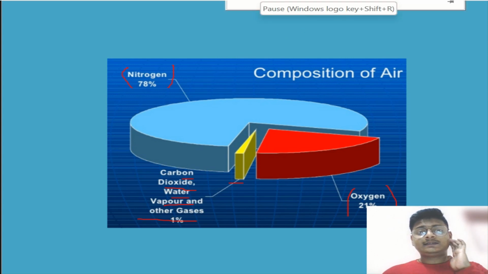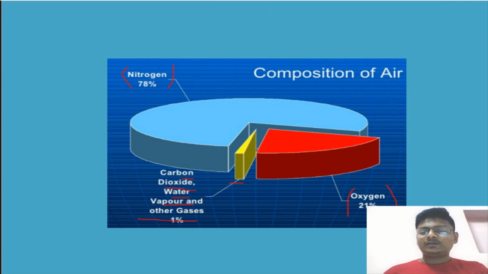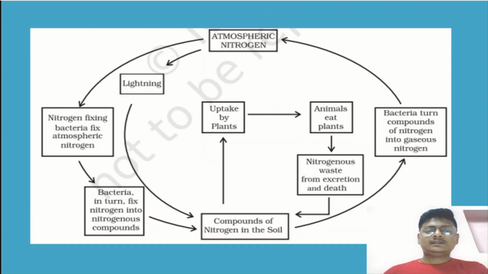So let's see this now. Okay, what is happening in this? In this we will be learning about the nitrogen cycle. So see the nitrogen cycle. Here it is first having atmospheric nitrogen. This cycle is having many types of things. Okay, the first one, just be focused on this.